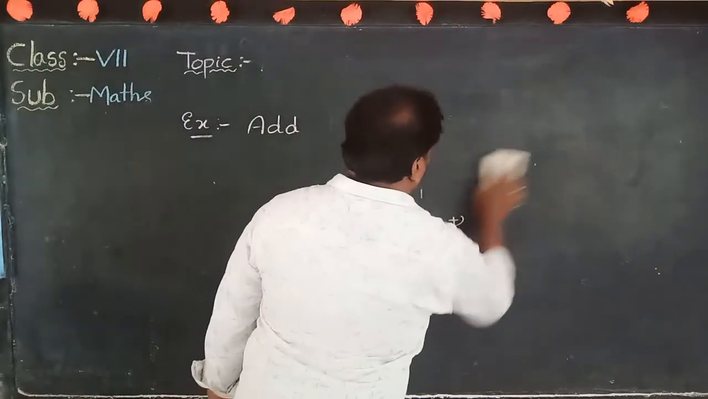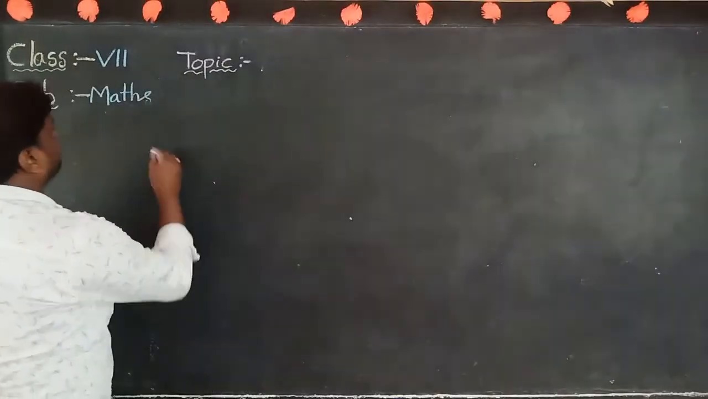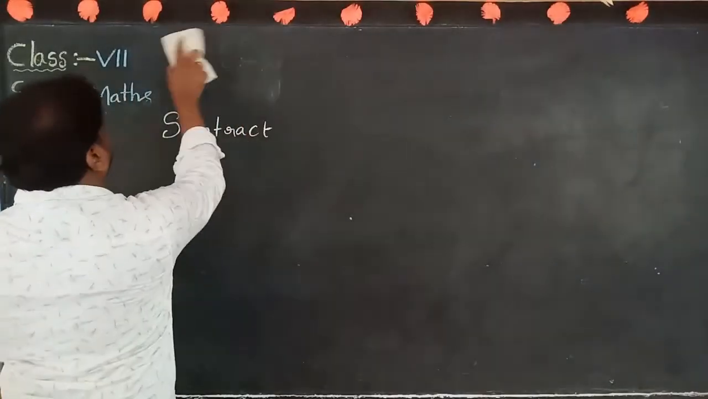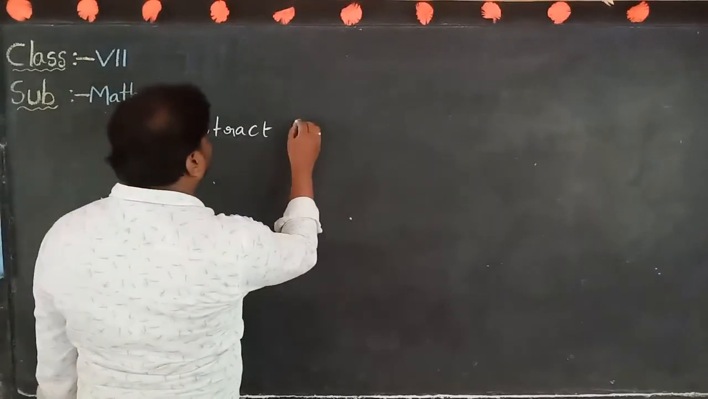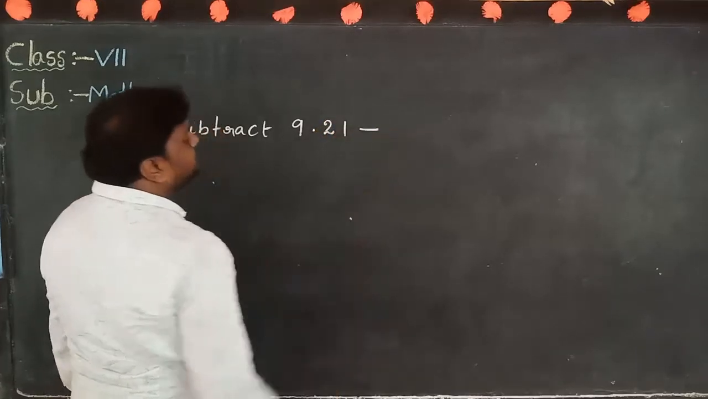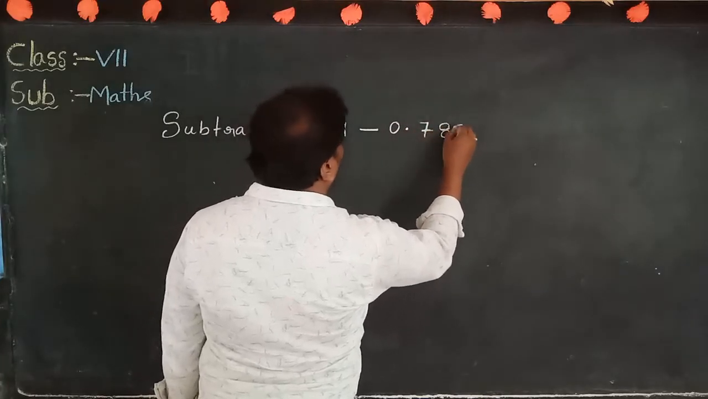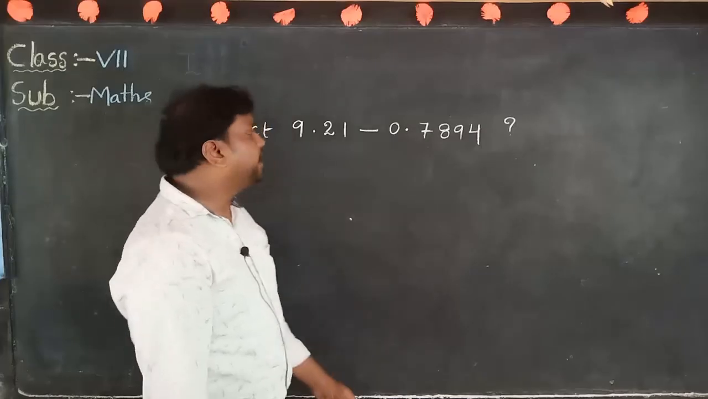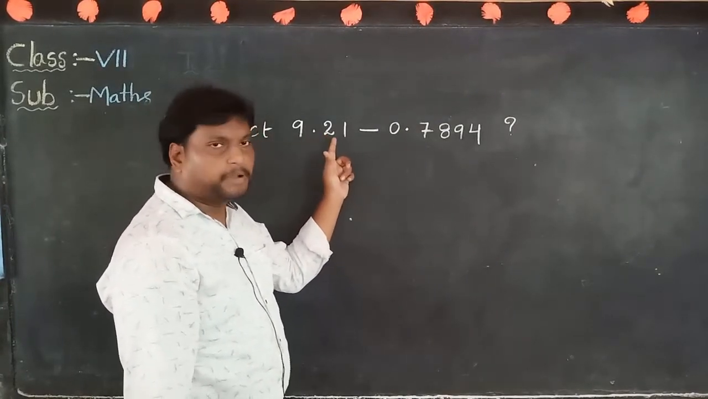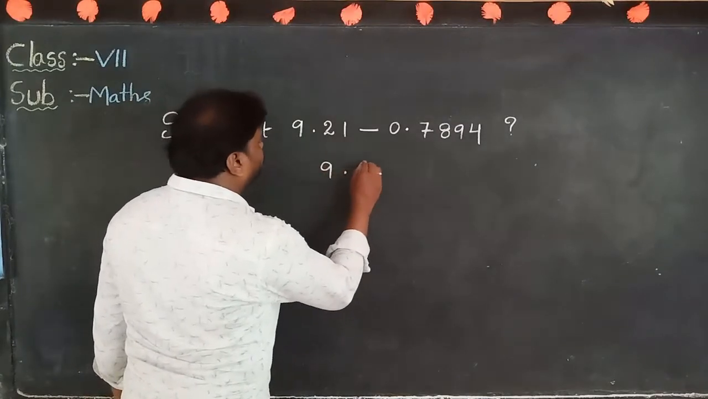Next, subtraction: 9.21 minus 0.7894. See here, in the first value the number of digits in the decimal part is 2, and here the number of digits in the decimal part is 4, which means unlike decimals. Then I am writing 9.21.